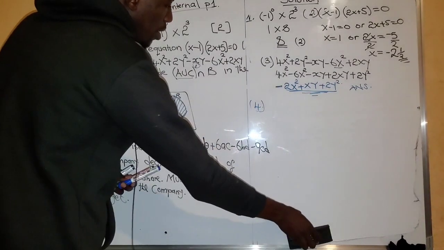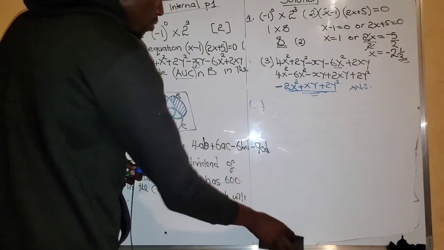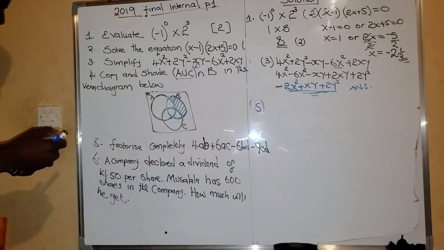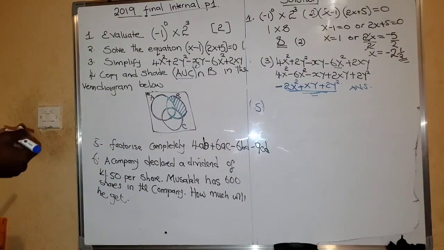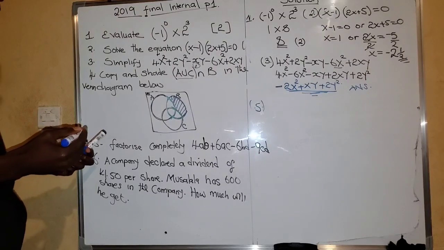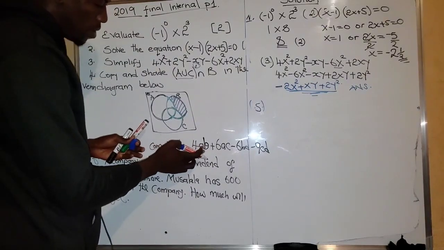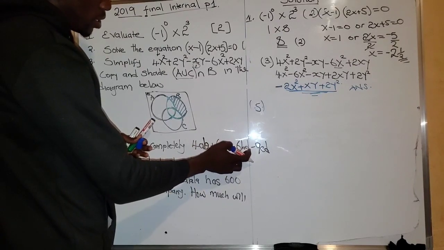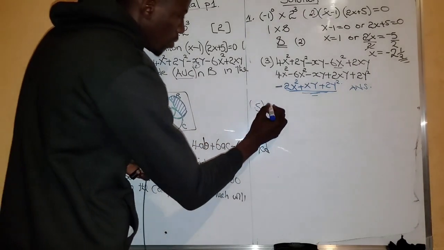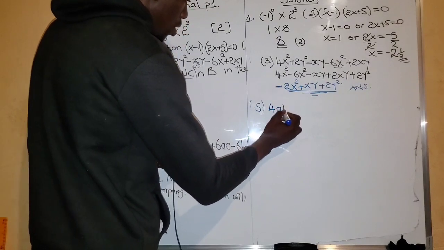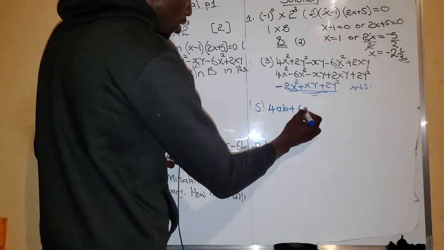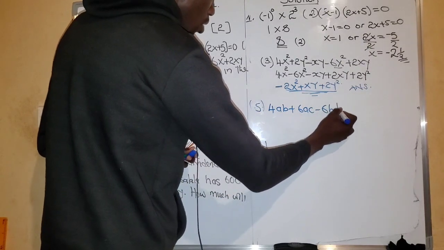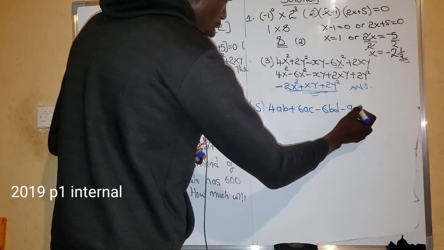Okay, we go to number 5. Since number 4 I've already answered it in the Venn diagram there, we go to number 5. So number 5 says factorize completely. And how do we factorize completely? We have 4ab plus 6ac minus 6bd minus 9cd.